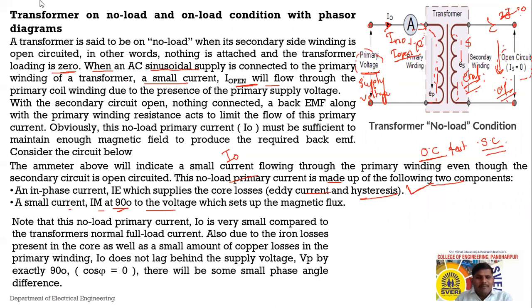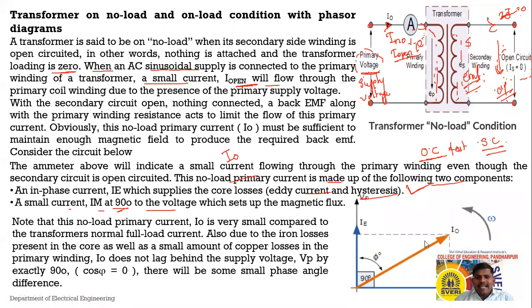And the second component is the magnetizing component, which is perpendicular to the supply voltage, or 90 degrees to the voltage which sets up the magnetic field. Magnetic field ला set up करणारा जे काय voltage आहे त्याला 90 degree असेल. Okay, see, I will show the phasor diagram now. How the phasor diagram is drawn, this I will also explain.